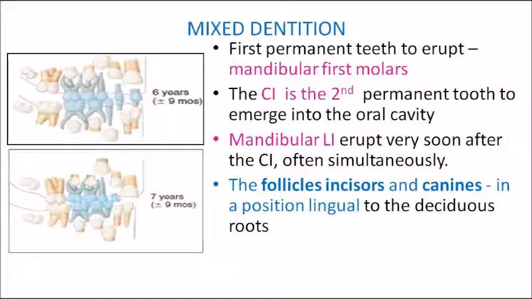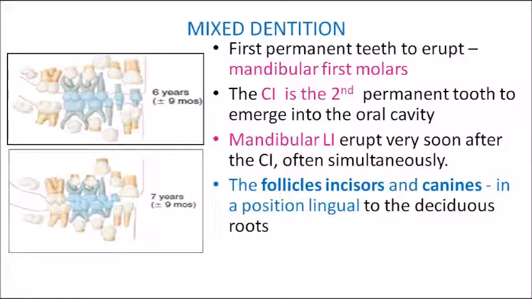So 7 years of age is characterized by the cusp to cusp contact between the permanent first molars in the upper and lower arch, and the loss of your primary central incisors as well as the primary lateral incisors in the lower arch. The mandibular central incisor is the first incisor to erupt into the oral cavity, followed by the maxillary central incisors, and the mandibular lateral incisors erupt very soon after the central incisors.